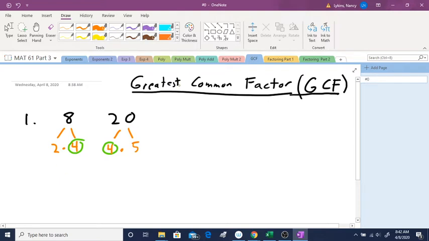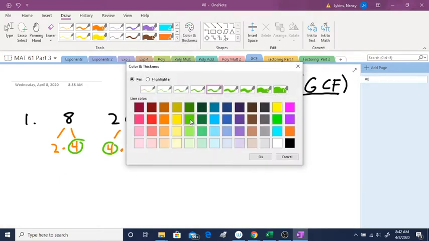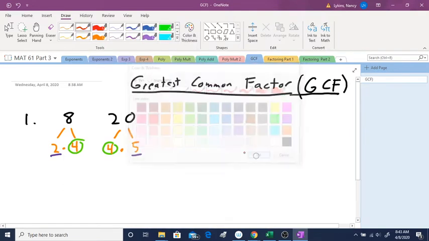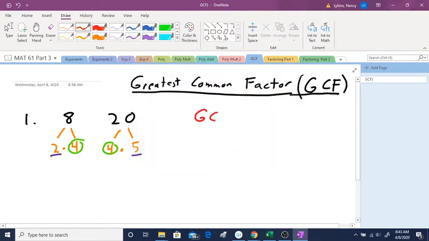And the reason why is because the 2 and the 5 are prime. You cannot break those down anymore. So my answer is the greatest common factor is 4.